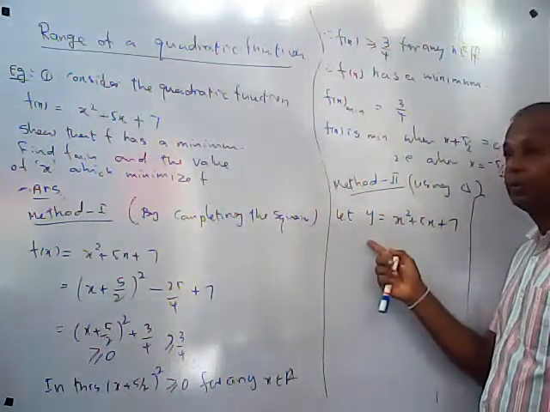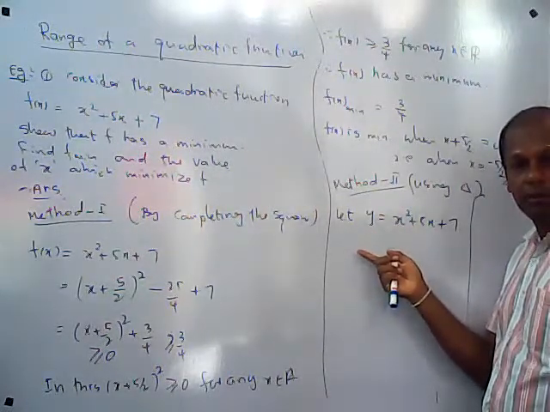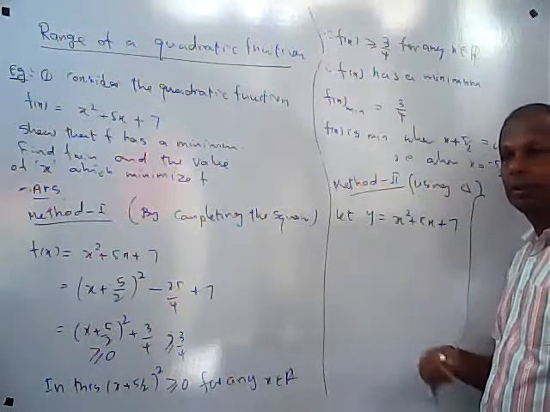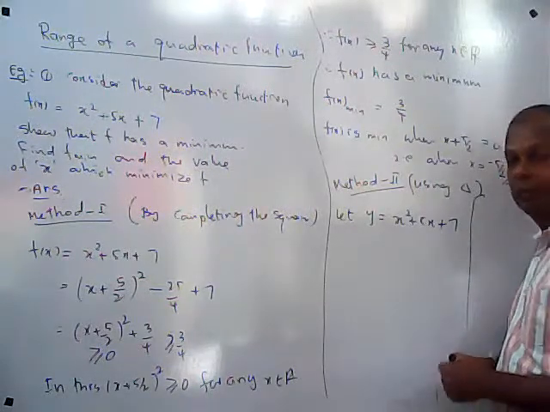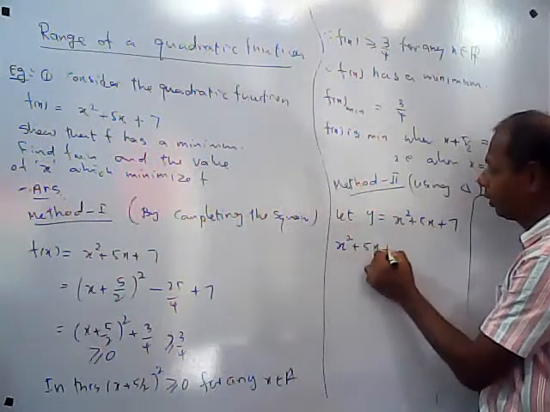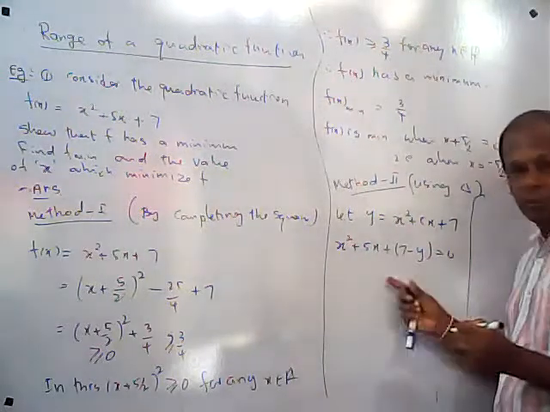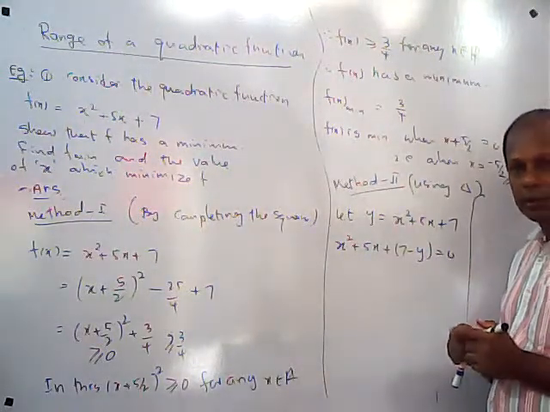Not y equals 0. It has to be 0 on this side. Then just take y to the other side. So in the familiar form, x squared plus 5x plus 7 minus y equals 0. Now it's a normal quadratic equation.